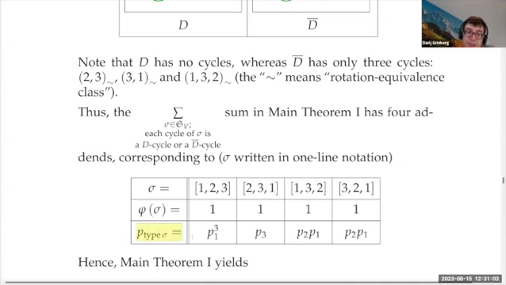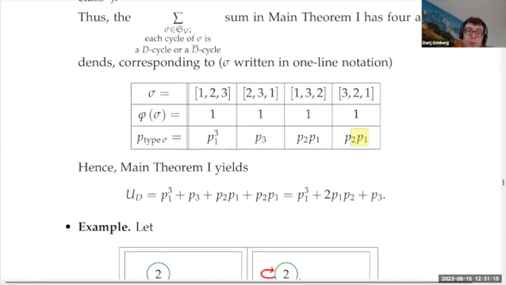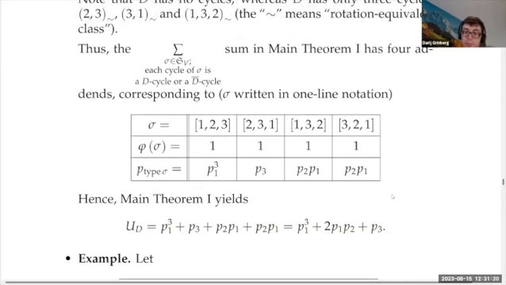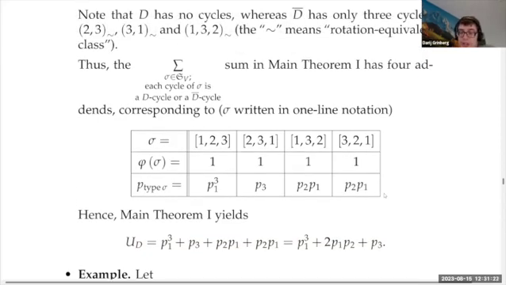And finally, p-type sigma. This is the cycle type. This is the identity permutation, so it has 3 cycles of length 1, so it's P1, P1, P1. This has P3, P2, P1, P2, P1. And so our theorem yields this expression for UD. Okay, so this is a good example to follow. Are there any questions?